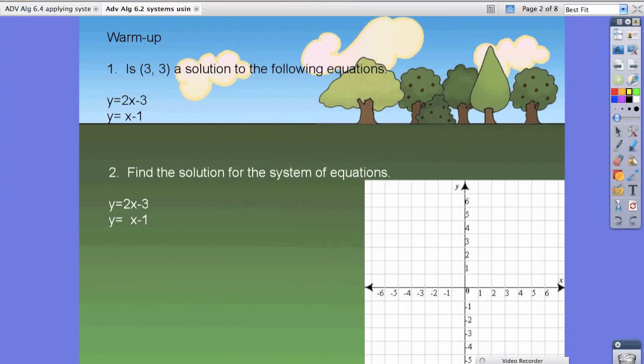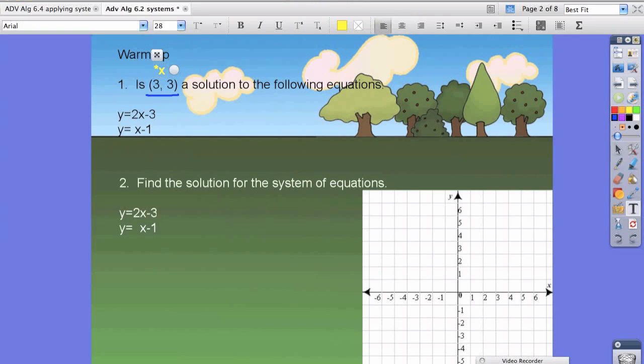For problem 1, it says, is (3, 3) a solution to the following equations? Now, because we've done these before, hopefully you remember that all we're supposed to do is substitute these values for x and y into both equations to see if it's true for both. If it's true for one and not the other, then it doesn't work. So, we're going to start with the first one, y equals 2x minus 3.